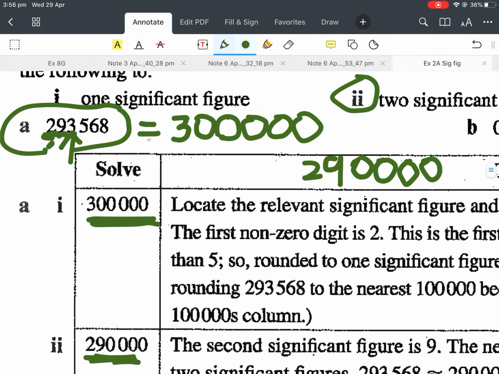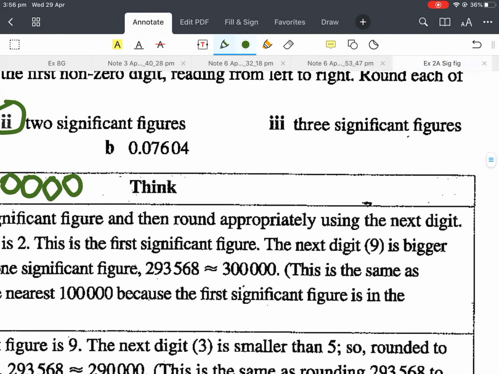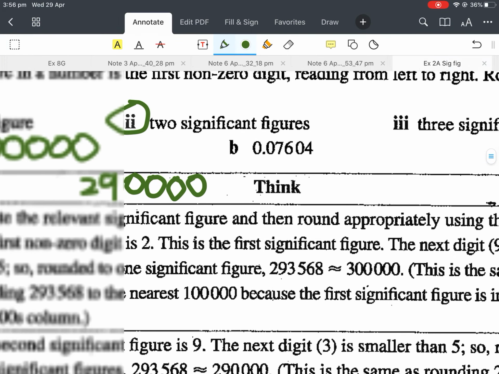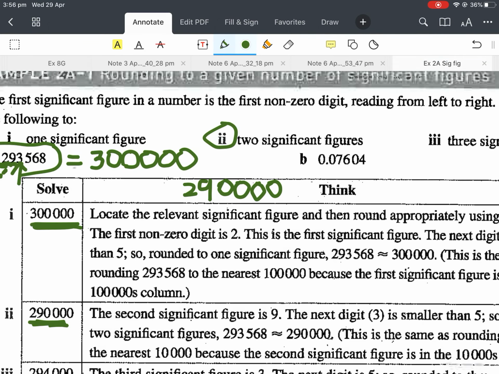All right, so now let's look at the last one. The last one says round it to 3 significant figures. So if I'm using the same number, 293,568, I'm going to write down the 2, the 9 and the 3.